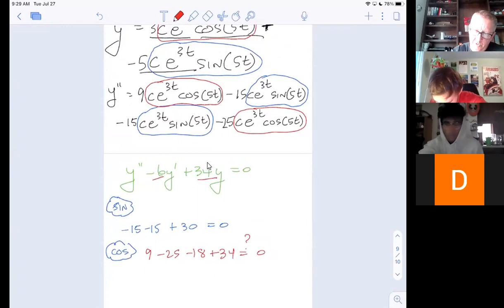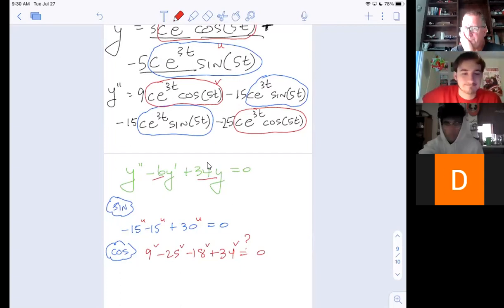So if I'd have named this U, then I could have come down here and said 15U and 15U and 30U, that equals 0U. And if I'd have named this V, this cosine V, then I could have said 9V and 25V and 18V and 34V equals 0V. It actually worked as an answer. You see what I'm saying?